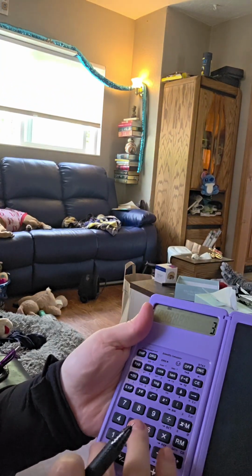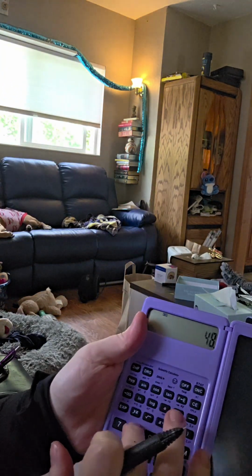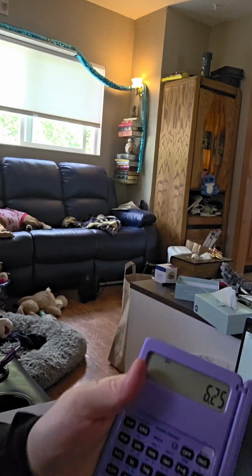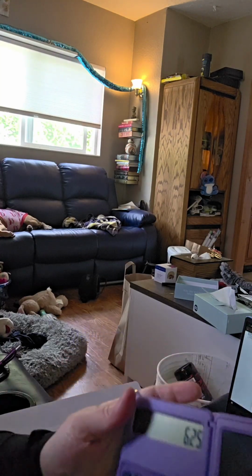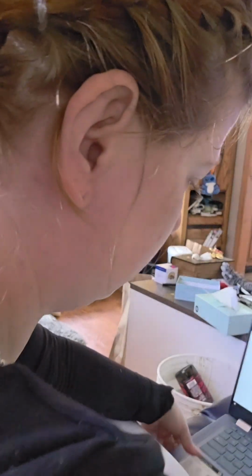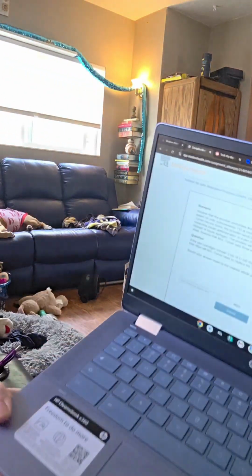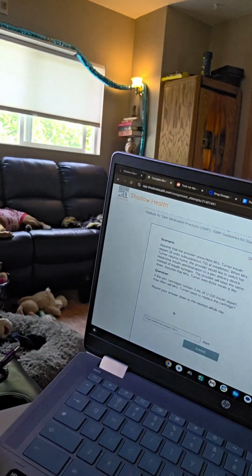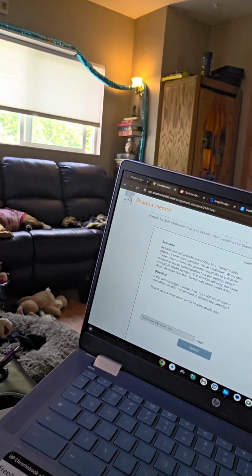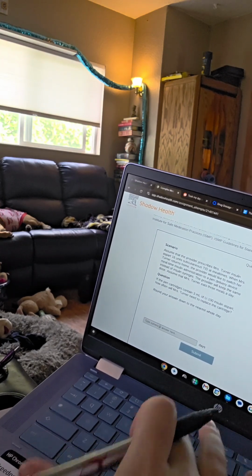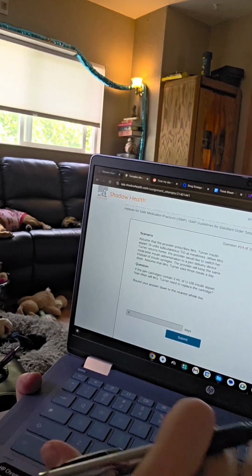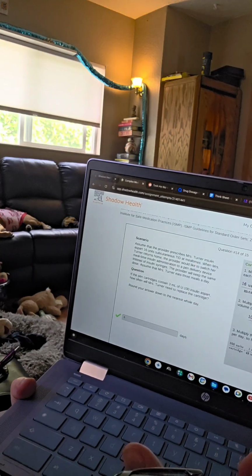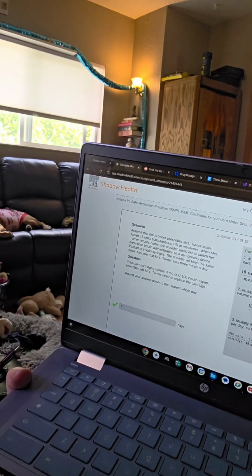Let's do that. 300 divided by 48. That would be 6.25 days. And it says round to the nearest whole day. So that would be 6 days. Okay, let's check it in. Sorry, hold on. 6. Let's see if that's right. And it's right. 6 days.